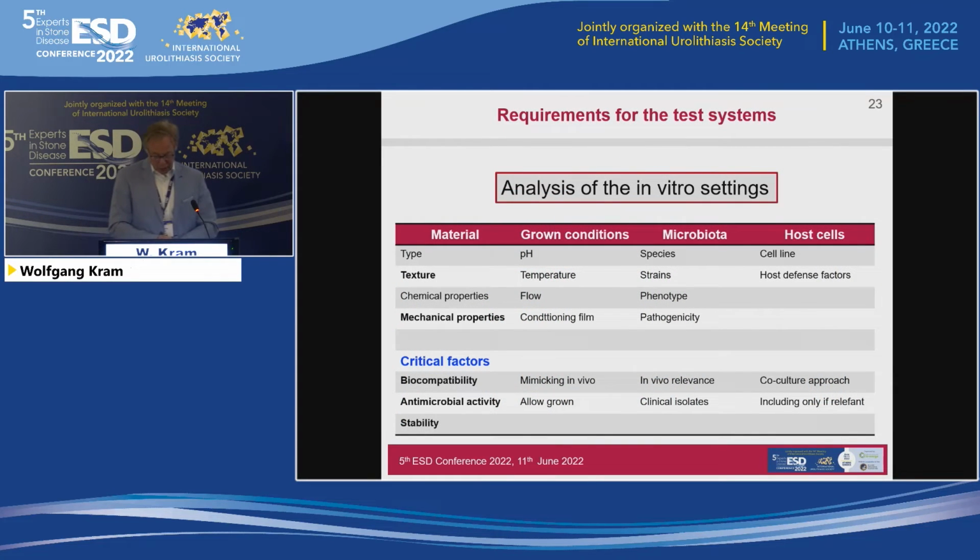And what are the requirements for the test systems? The figure shows parameters that should be determined to characterize the stent, such as material, growth conditions, and cells affected. Critical factors are biocompatibility, stability, and antimicrobial activity.